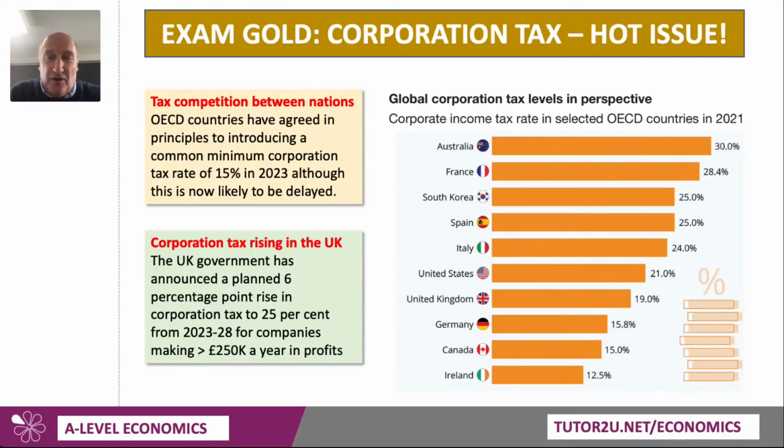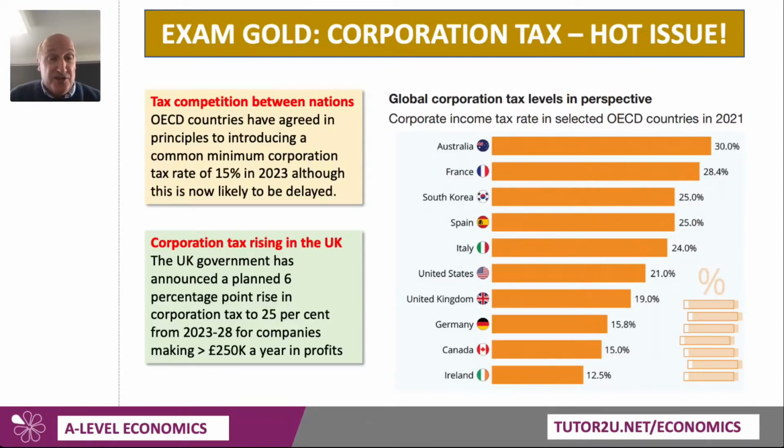OECD countries, that's the group of leading advanced high-income nations, agreed last year in principle to introduce a common minimum corporation tax of 15%. But that's actually going to be delayed. So in theory, they're going to bring 15% in, which obviously Ireland have to adjust to. It would just affect Ireland of those countries listed. But that's going to be delayed for at least a year. It's one of those things that might not actually happen.